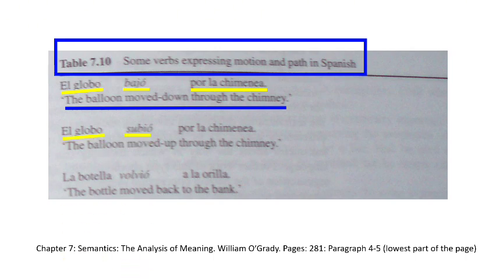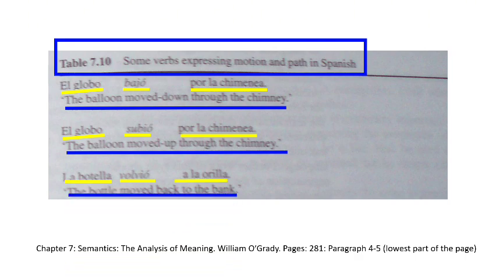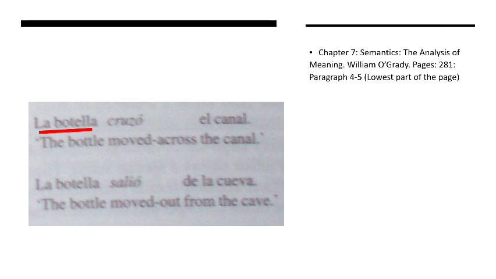El globo subió por la chimenea. The balloon moved up through the chimney. La botella volvió a la orilla, meaning the bottle moved back to the bank. La botella cruzó el canal. The bottle moved across the canal.